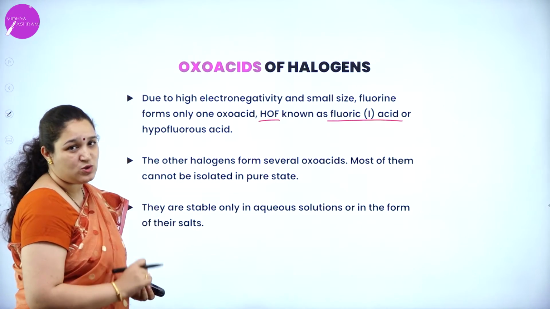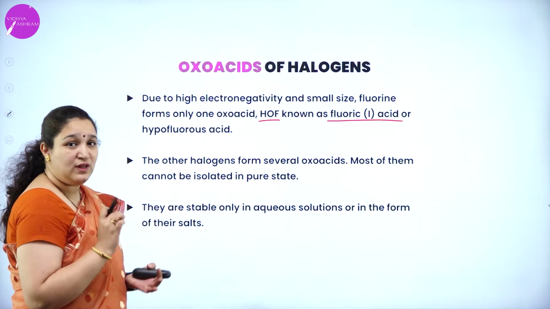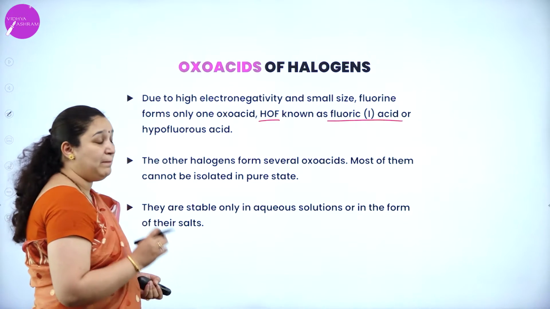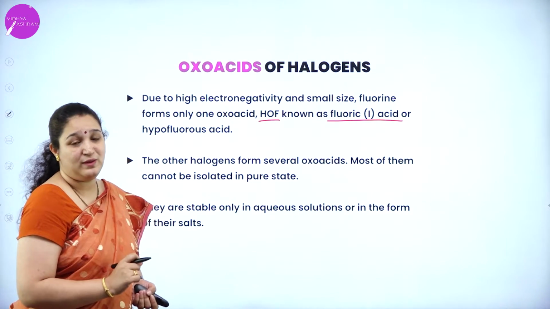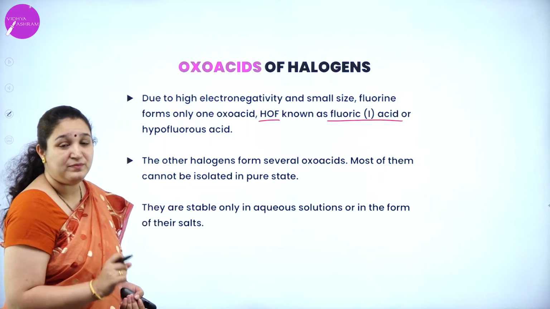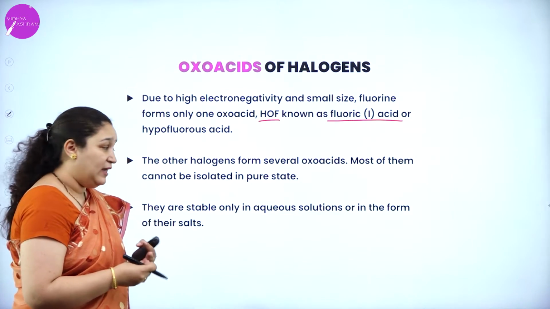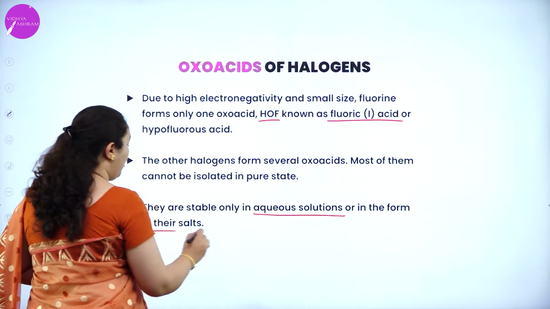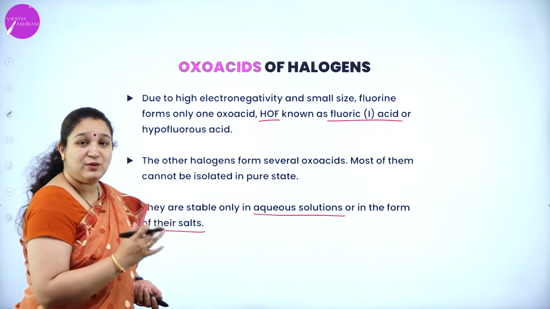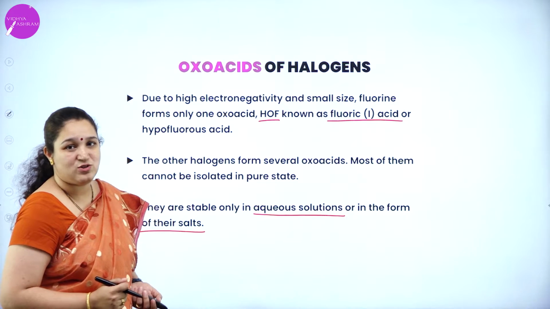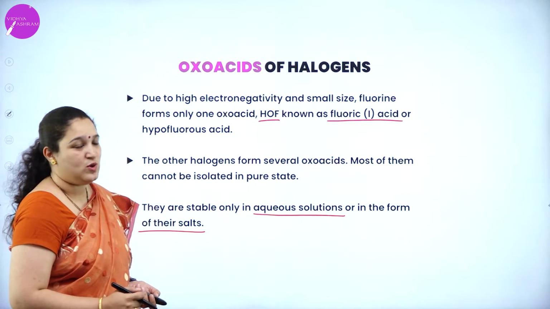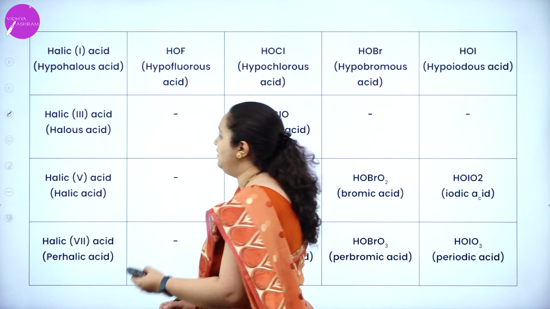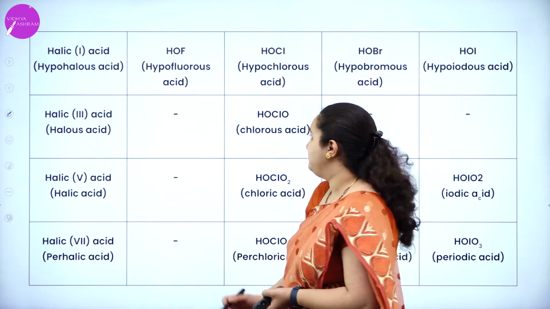There is only one oxo acid for fluorine, but the rest of the halogens will form oxo acids of several types, but most of them cannot be isolated. That means they are stable in the solution form or in the aqueous solutions or in the form of their salts only. In the pure form, they cannot be isolated. So, we will see some of the oxo acids. First one is halic acid or hypohalous acid.